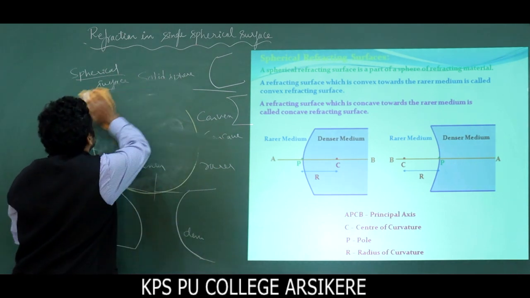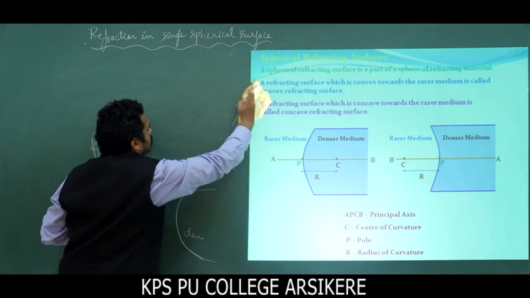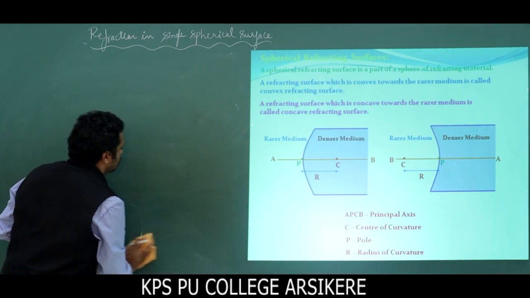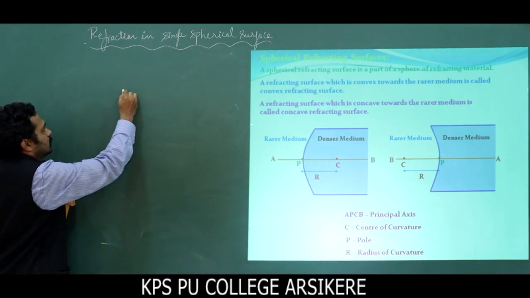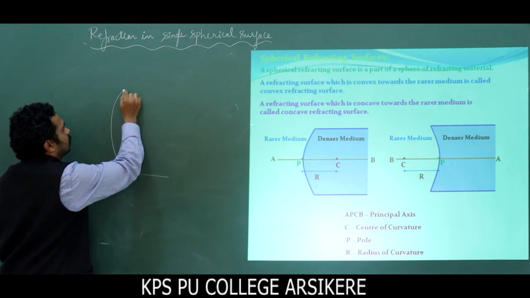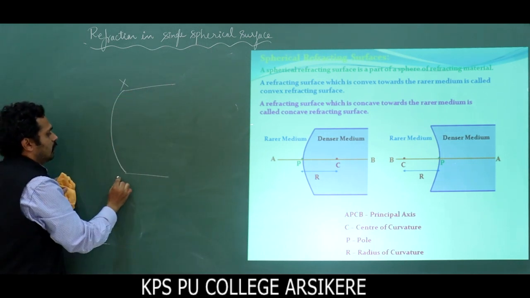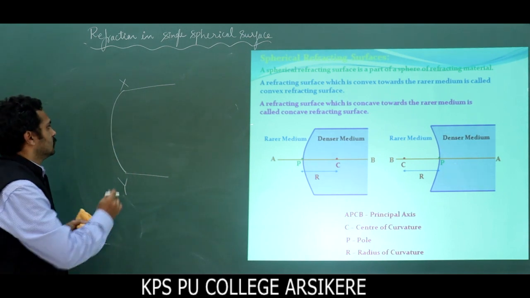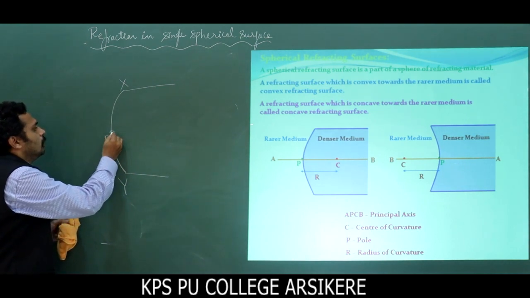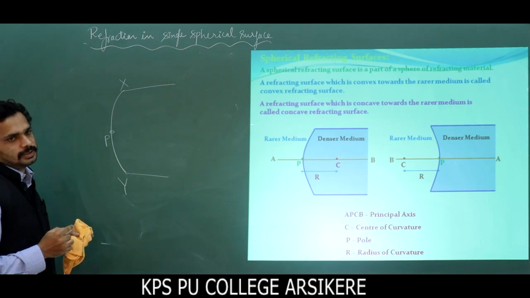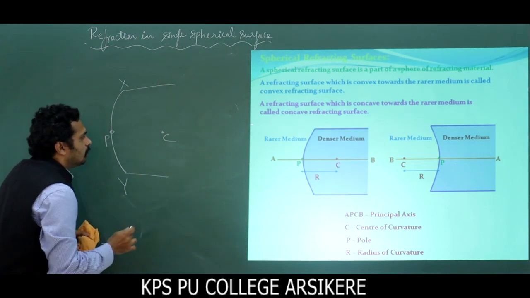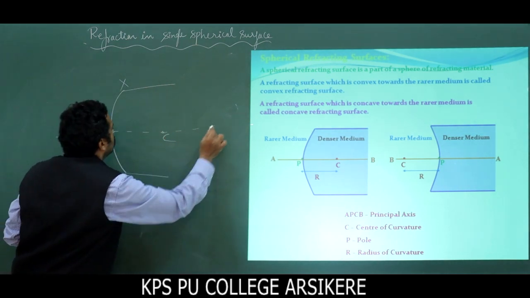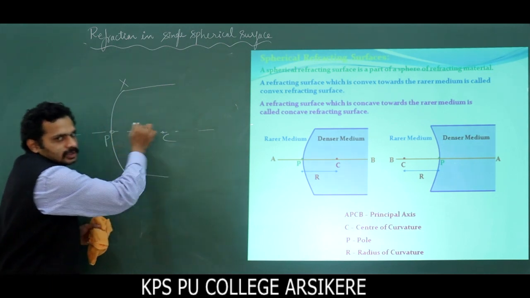Now to discuss the terms used in the single spherical surface. Suppose this is the single spherical surface XY. XY is the spherical surface. P is the pole of the spherical surface. C is the center of curvature. This is the principal axis.